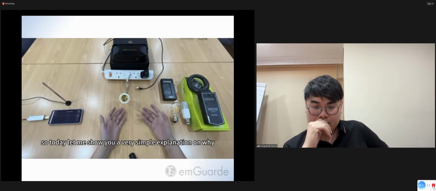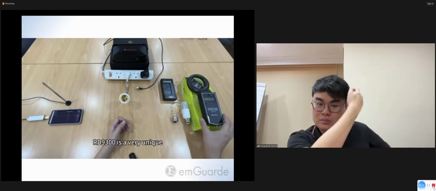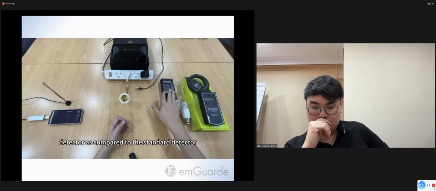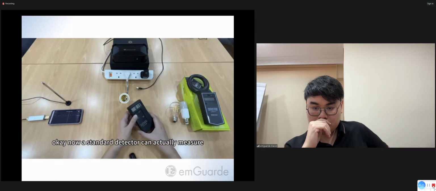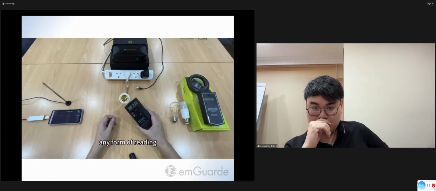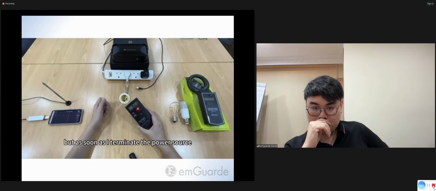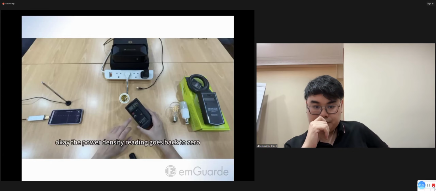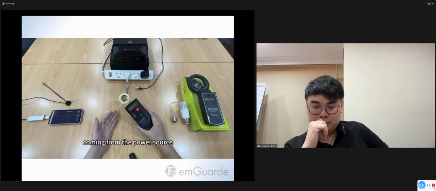So today, let me show you a very simple explanation on why RD9300 is a very unique detector as compared to the standard detector, okay? Now, a standard detector can actually measure any form of reading as long as I turn on the power source. As you can see, it's on now. But as soon as I terminate the power source, okay, the power density reading goes back to 0. Okay, so this detector is actually built to read as long as there is electricity coming from the power source.